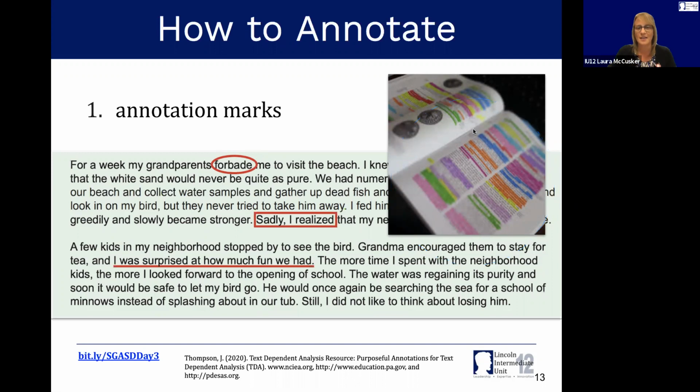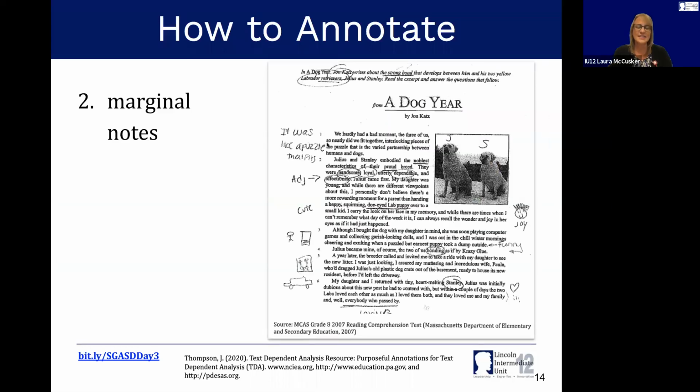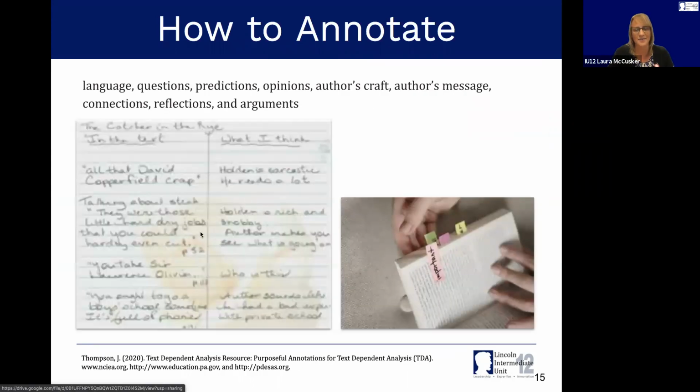Let me clear all of those and we'll keep on moving. The second piece of annotations are marginal notes. And so here we see an example of a way that a student was able to make marginal notes to show what he or she was thinking as they read. And so you can see even the images on the side.